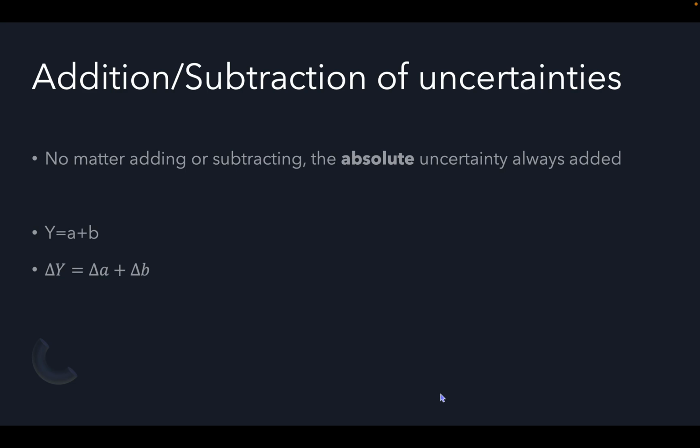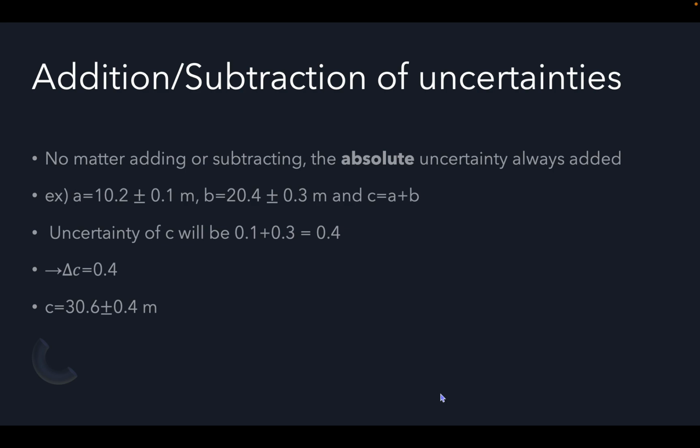Next is addition and subtraction of uncertainties. No matter adding or subtracting, the absolute uncertainty would always be added. So when calculating the equation y equals a plus b, the uncertainty for y would be delta a plus delta b.